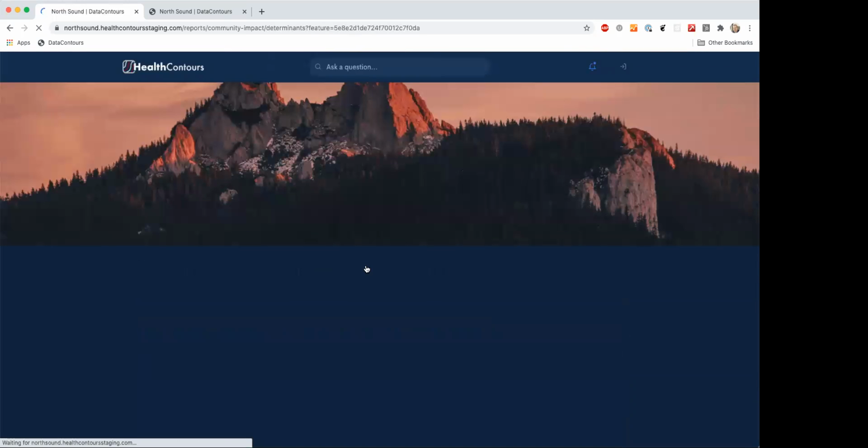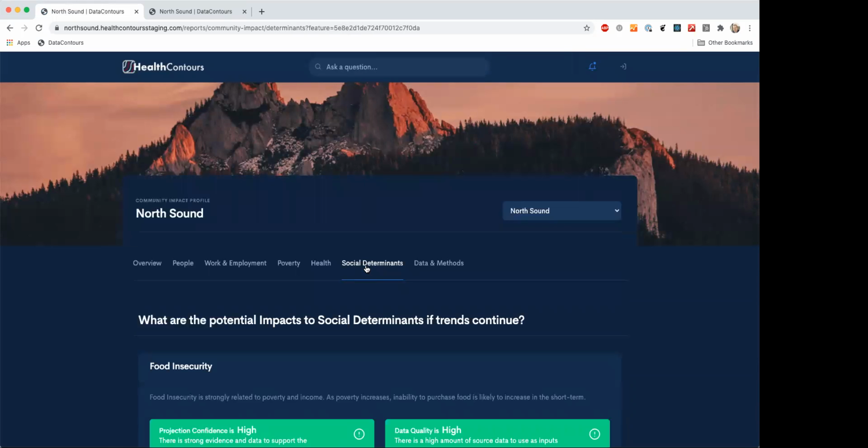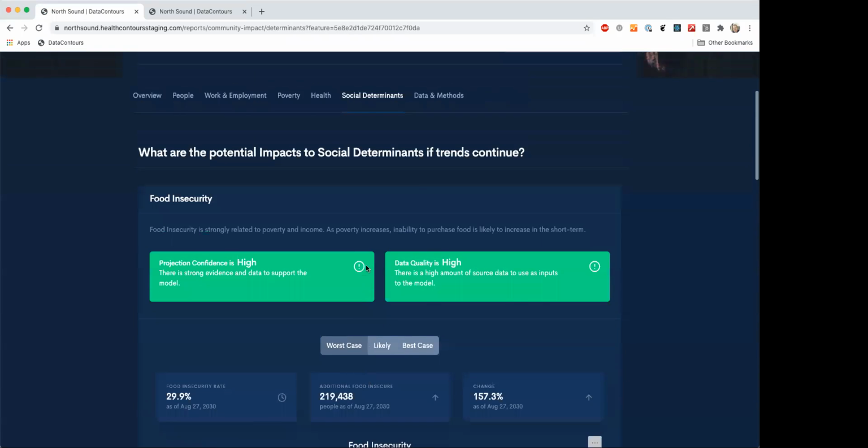So the last section here is social determinants. We have 3 social determinants that we're modeling: food insecurity, housing insecurity, and education attainment.